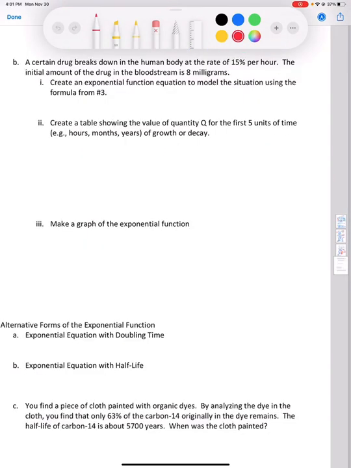The next example, we talk about exponential decay and a graph of that. A certain drug breaks down in the human body at the rate of 15% per hour. The initial amount of the drug in the bloodstream is 8 milligrams. Okay, so this is a very typical decay example, which is great because a lot of times you want to track how much medication will be in your bloodstream, so you can know when to take more, for medical purposes.